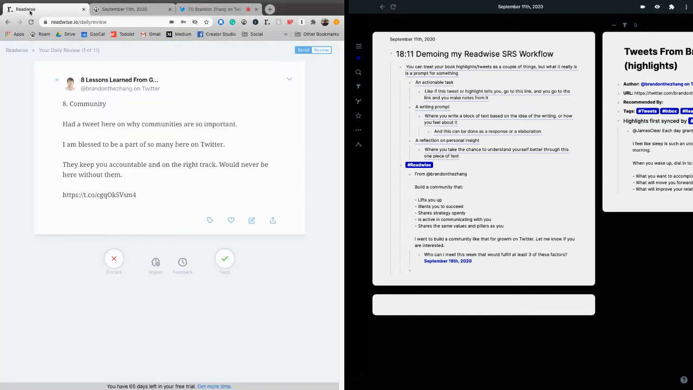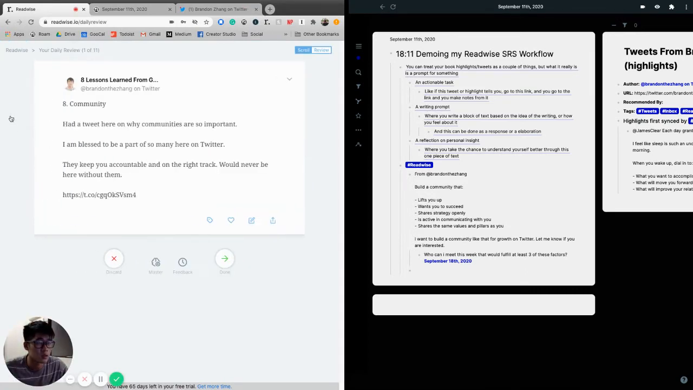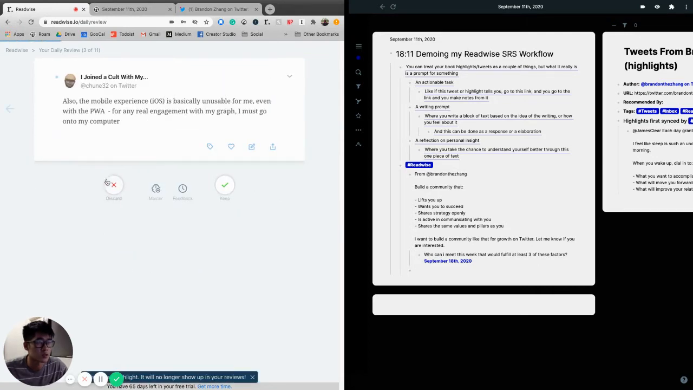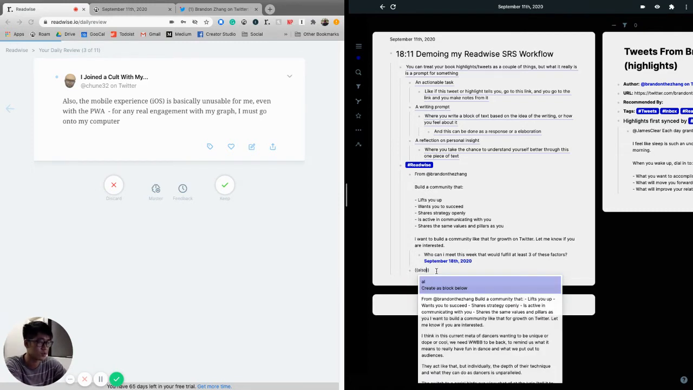Yeah, sure. Okay, next, maybe I will delete this because I've kind of got the raw information already. Also, the mobile experience on iOS was basically unusable for me, even in real engagement. I was going to my computer. Oh, basically, this was just a guy complaining about Chun. Chun was complaining about the room graph.